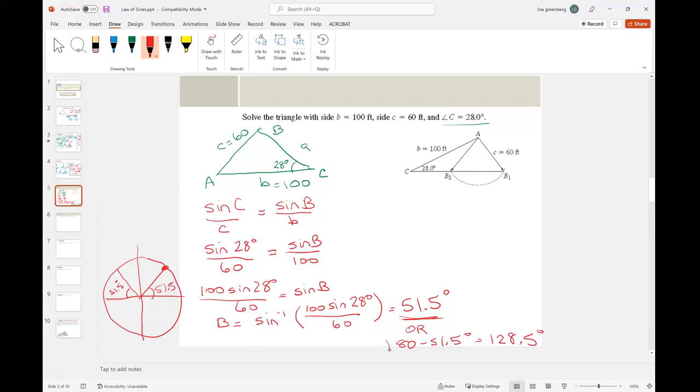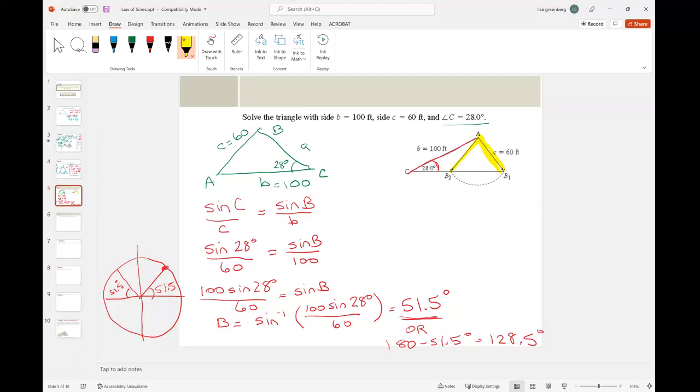So now I'll explain the picture on the right. Notice here, there's my B is 100 feet. And here is angle C, which is 28 degrees. But I can either make the triangle like this, right? Or where C is 60 feet, or I can find another side that looks like this, because that is also C equals 60 feet.